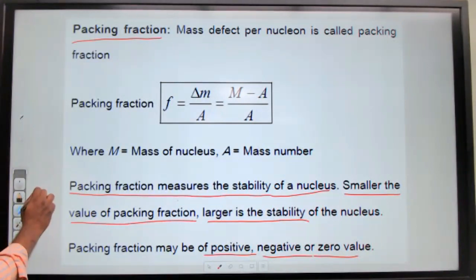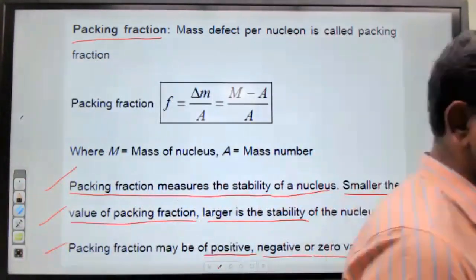2 పాయింట్లు రాయండి. Packing fraction is the measure of stability. Smaller the value of packing fraction, larger the value of stability. Next, packing fraction may take positive, negative and zero values.